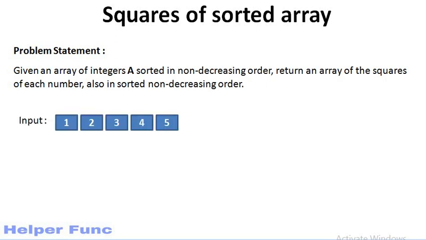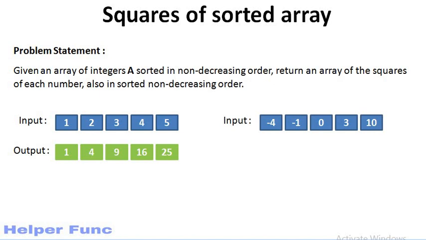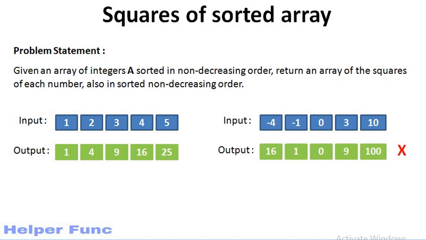Now for this array 1, 2, 3, 4, 5, my answer would be 1, 4, 9, 16 and 25. It looks like we just need to square each element and they would already be in sorted form. But the problem arises when we have negative numbers like in this example. If we just square the elements, we will get this array which is not in sorted form. So we need to make it sorted and then output the answer.